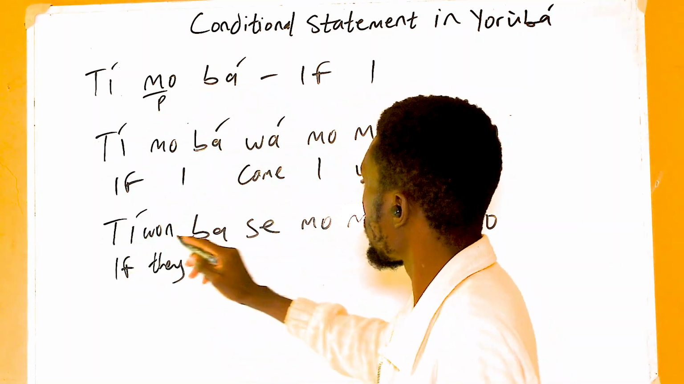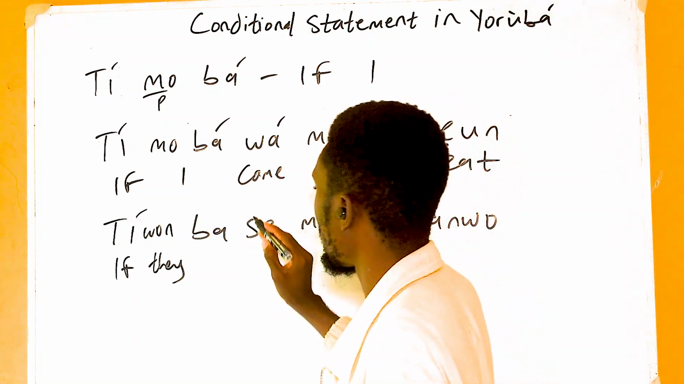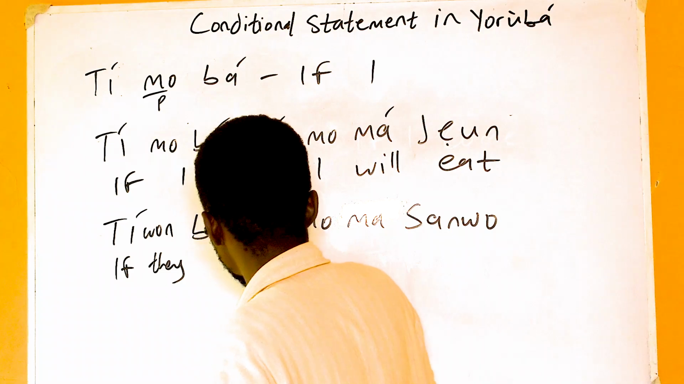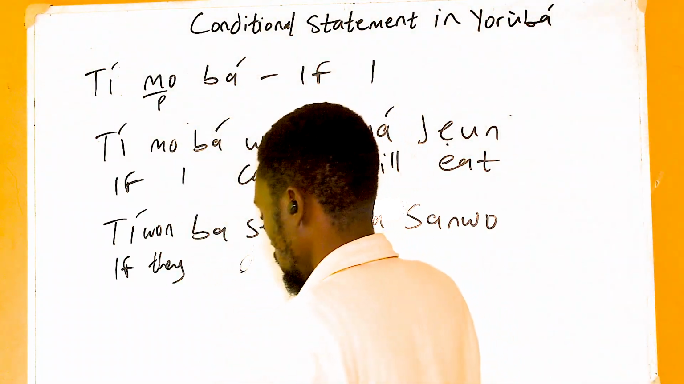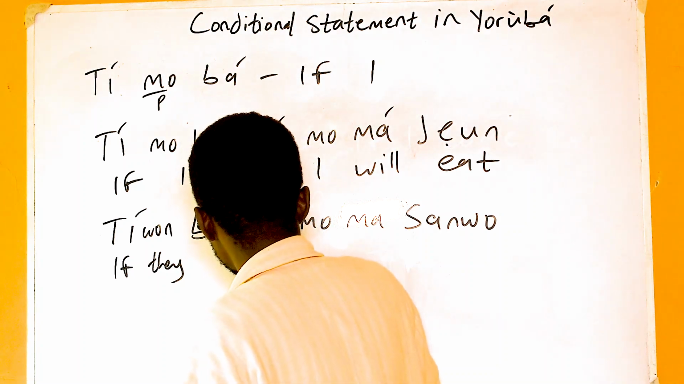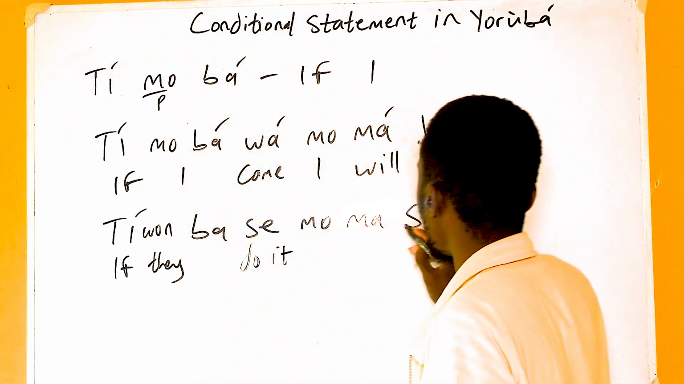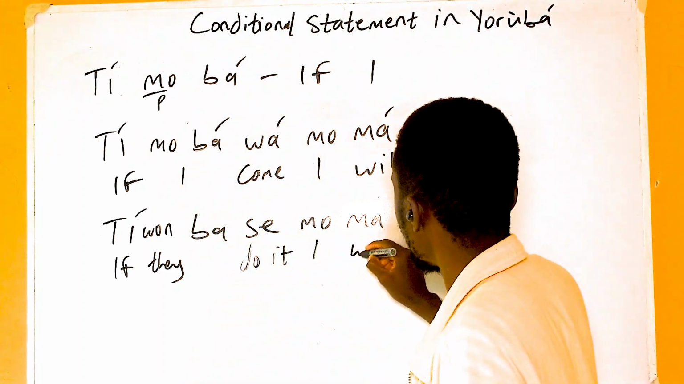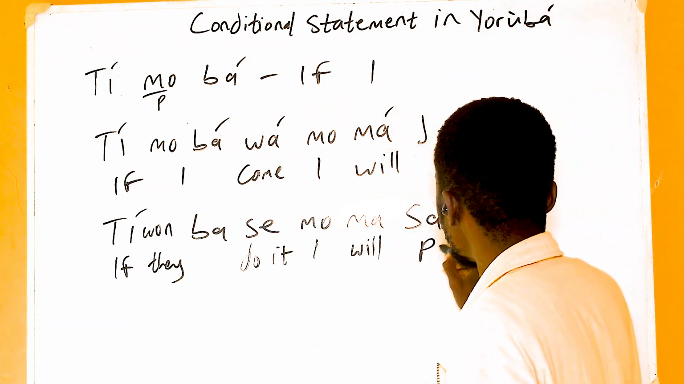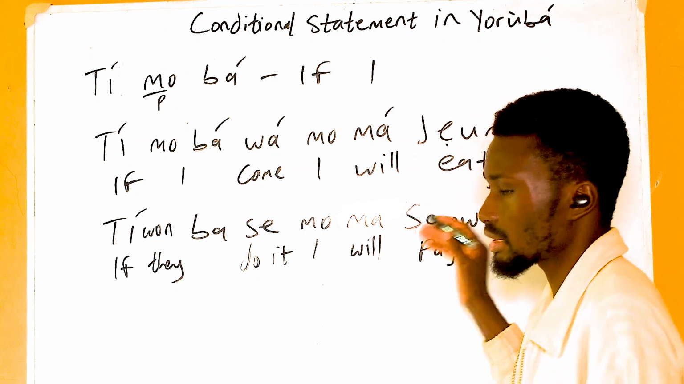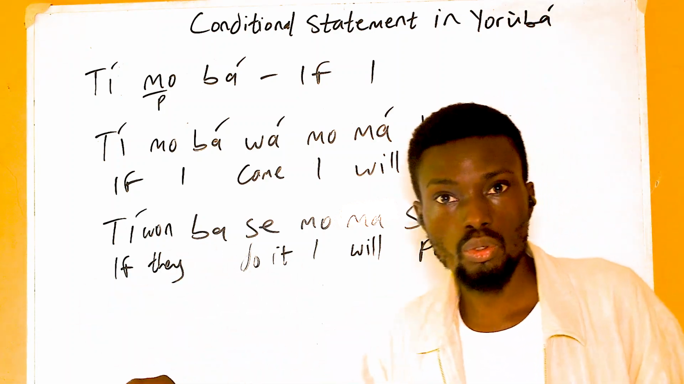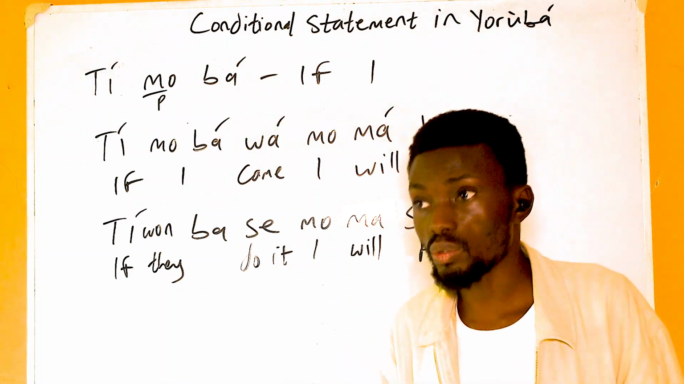So now tí wọ́n bá ṣe. Ṣe is do it. Mo máa sanwó, which is I will pay, as I told you already, máa is will. Sanwó is pay, it's actually pay money. Owó is money. San owó is pay money. But if you want to use pay in Yoruba, it is sanwó. If it is money, it will be sanwó.